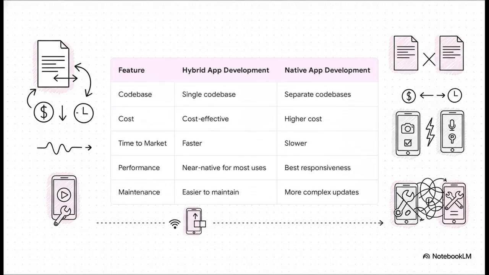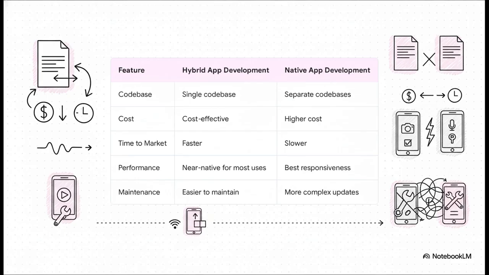So look at that first line. Hybrid's got that single code base. And what does that mean for you? Well, it flows right into the next 2 points. It's way more cost-effective, and you can get to market so much faster. Native, on the other hand, means separate code bases, higher costs, and a slower launch.